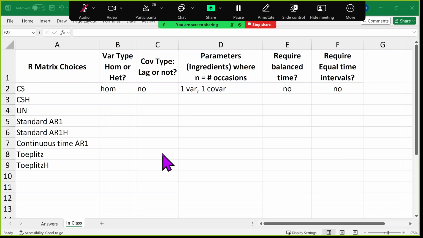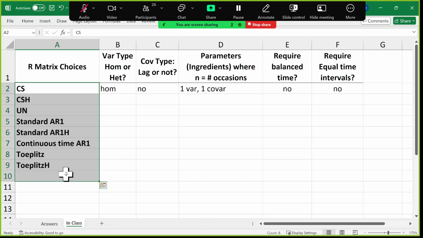Yes. So I will try my best, and I will need your help here. Because as you can see, in column A we have all of the R matrix choices that we have seen in class. And through columns B and F, we have different options or criteria that we can use to make a decision. So first, we have CS, which stands for compound symmetry.